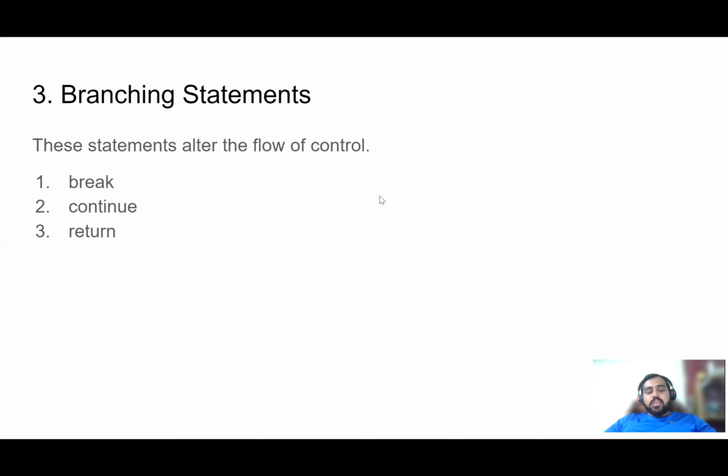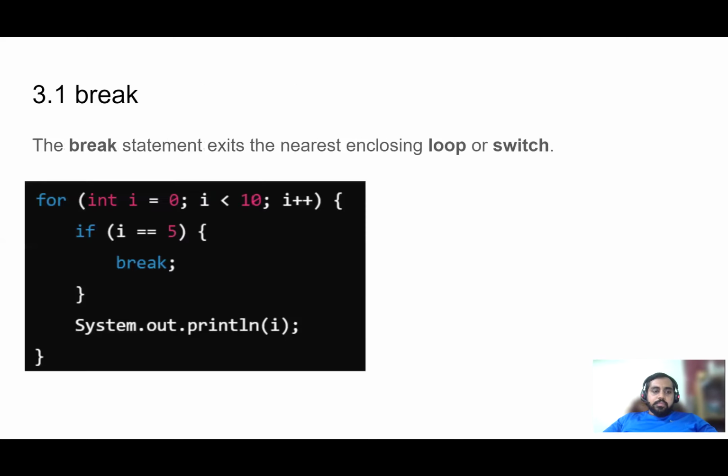Now we'll see about branching statements. These statements alter the flow of control. Conditional statements: if the condition is met, it will execute a block of code. For looping statements, if the condition is met, it will iterate the same block of code again, the number of times we mentioned in the condition. And the branching statement will alter the flow of control. What are branching statements? We can see here: break, continue, and return. We'll see them one by one.